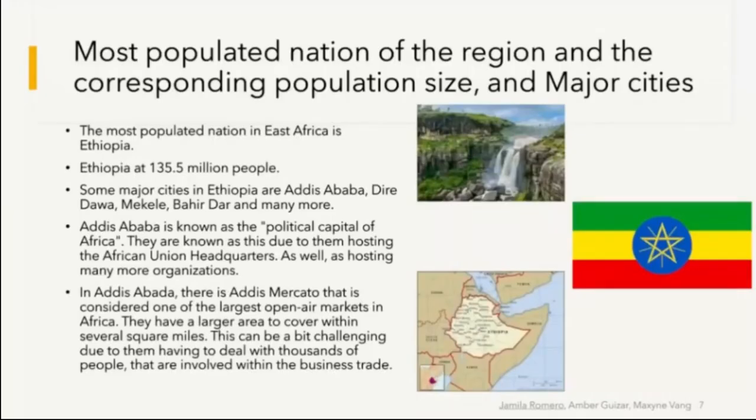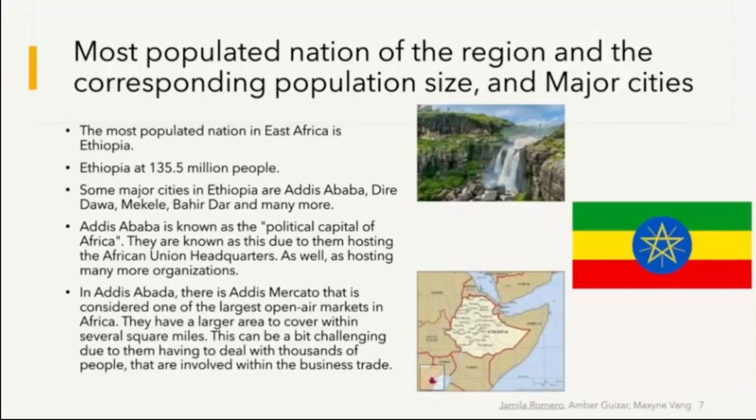Most populated nation of the region and the corresponding population size and major cities. The most populated nation in East Africa is Ethiopia, at 135.5 million people. Some major cities in Ethiopia are Addis Ababa, Dire Dawa, Mekelle, Bahir Dar, and many more.